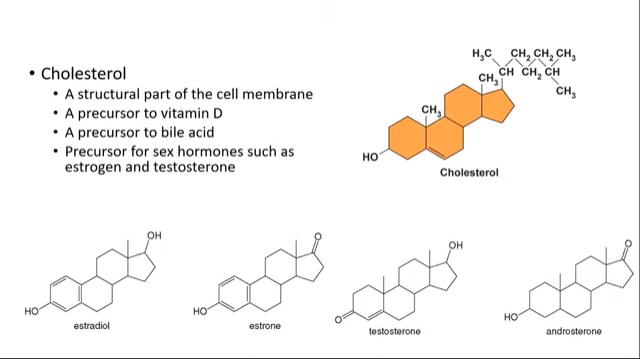If you look at the cholesterol structure, it has a backbone of three six-membered rings and one five-membered ring with a hydrophobic chain attached. This is a precursor of vitamin D. It is the precursor to bile acids, and it is also the precursor to the sex hormones, testosterone and estradiol.